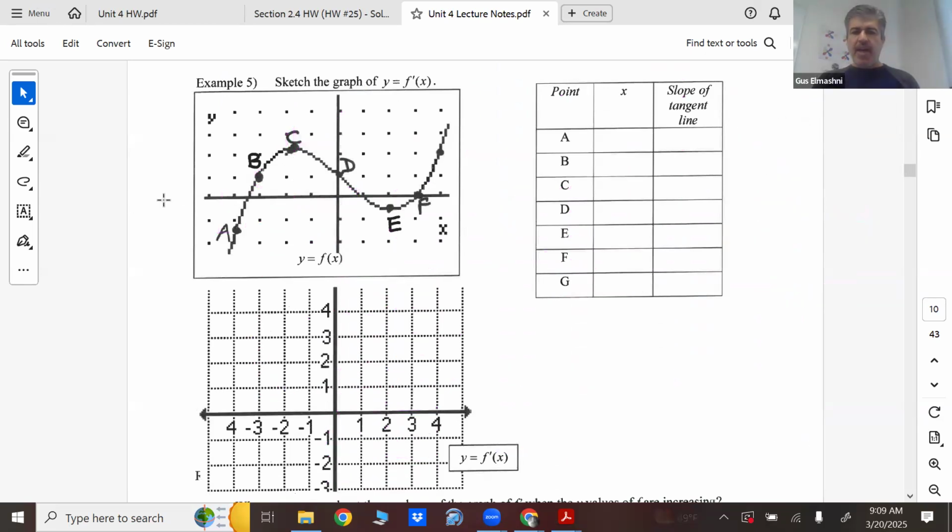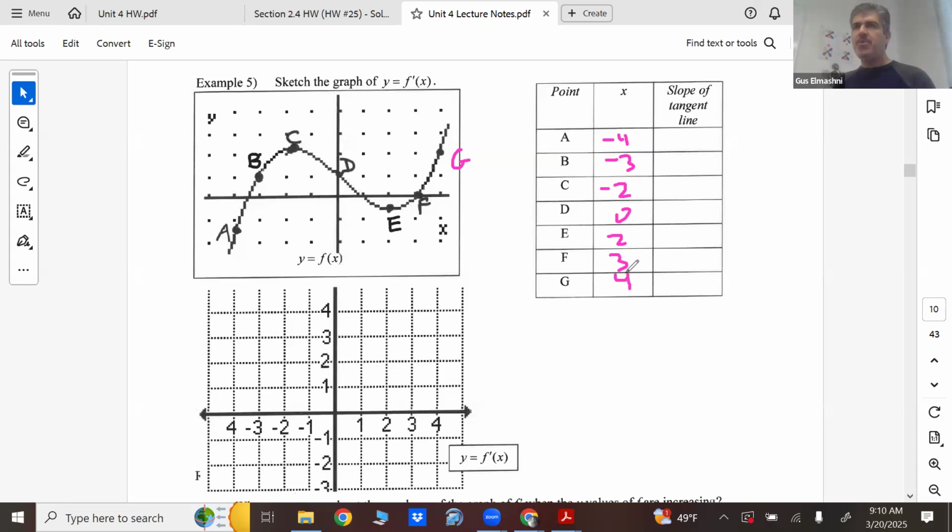Let's give the x values at each of these 7 points. That's a g, by the way, right here. The x value of A is -4. The x value of B is -3. Then -2, then 0, then 2, then 3, then 4. You agree with that so far? Those are the x values. Okay, the slopes.